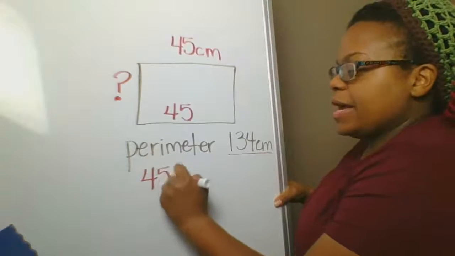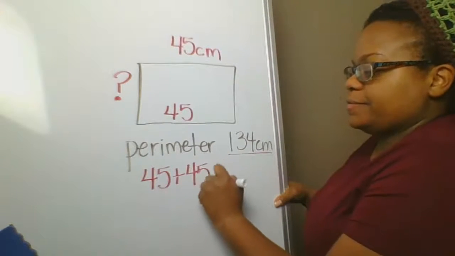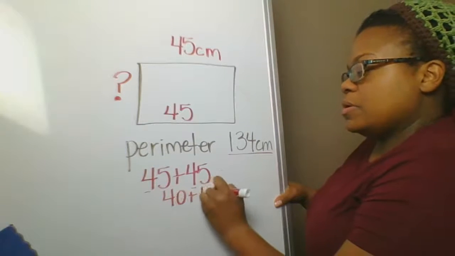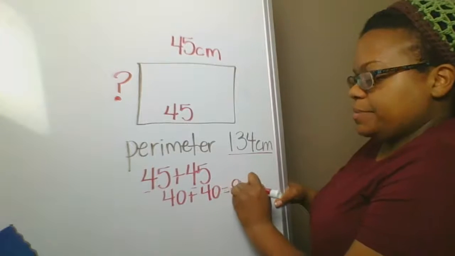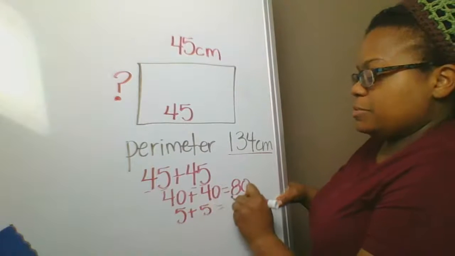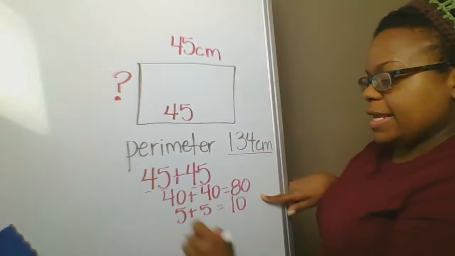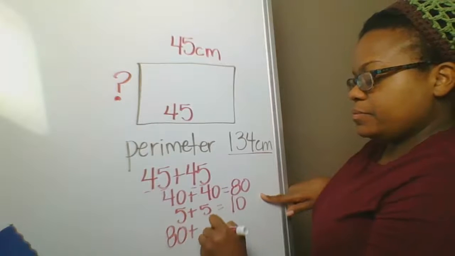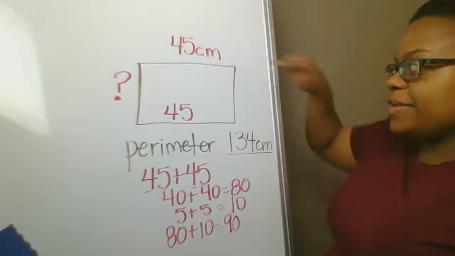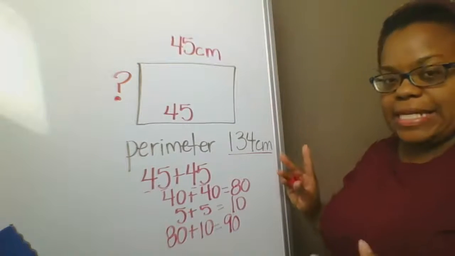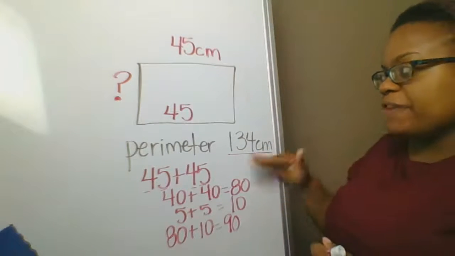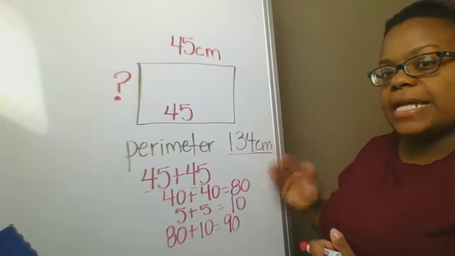So I have 45 plus 45. All right, so I'm going to add 40 and 40. Gives me 80. Then I'm going to add 5 and 5, which gives me 10. Now I'm going to add 80 plus 10. Gives me 90. So when I add these two sides, I know I get 90. But my goal is to get to 134. So this was my first step.